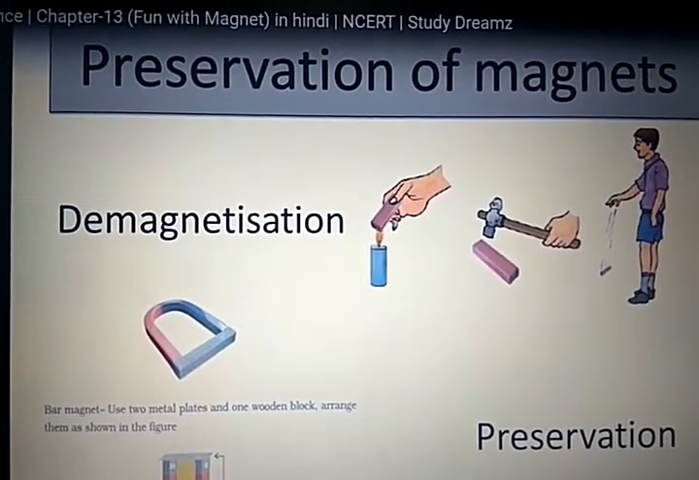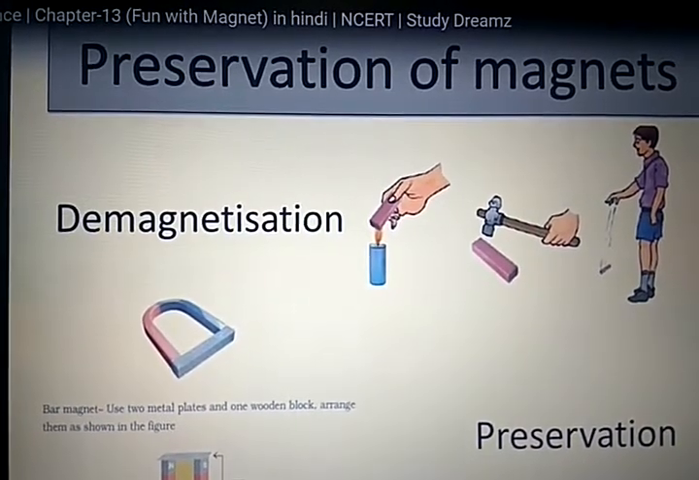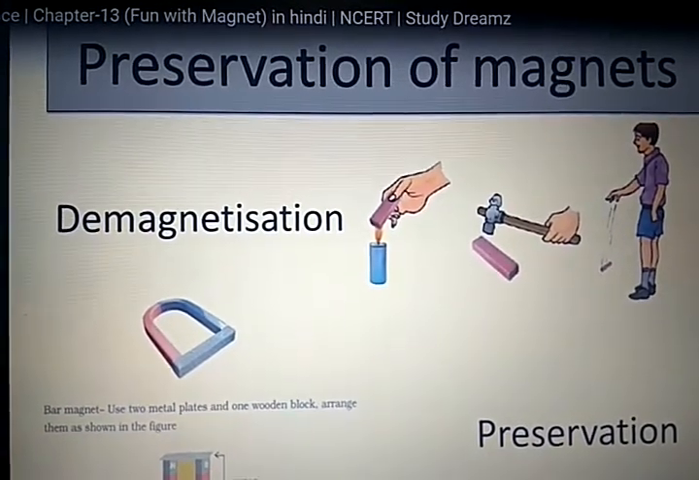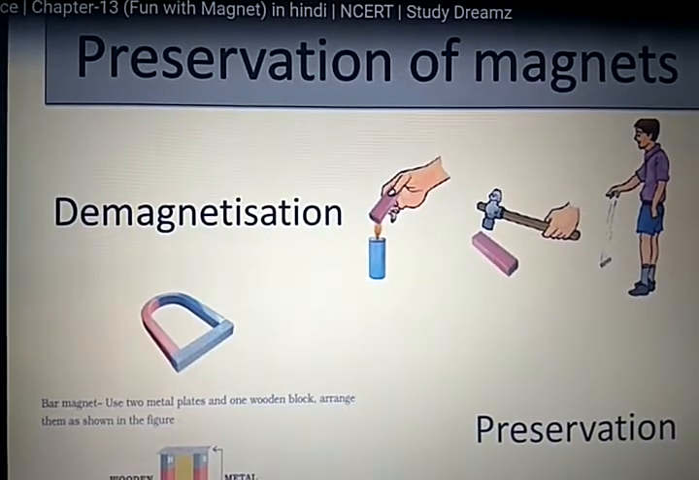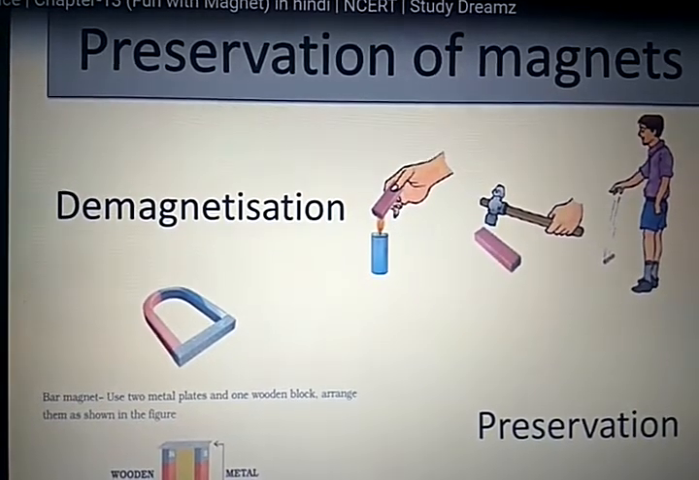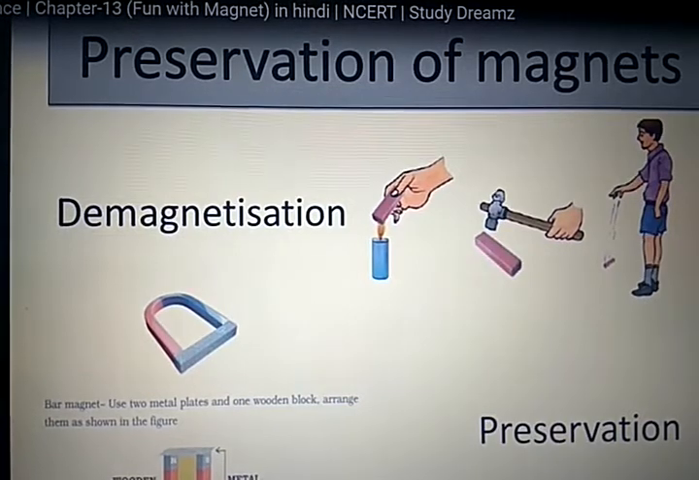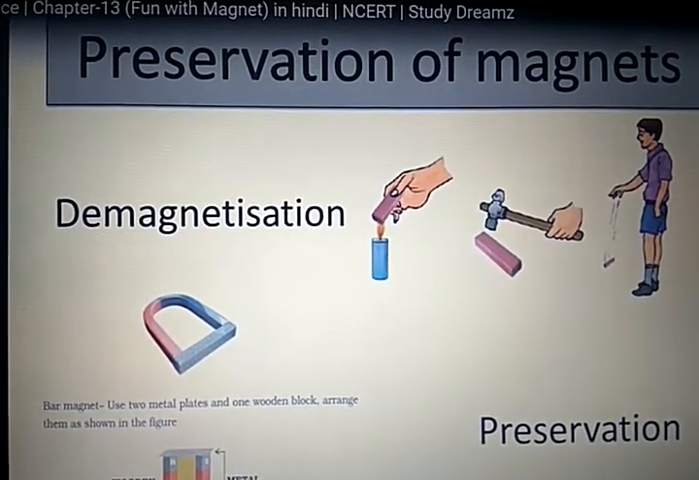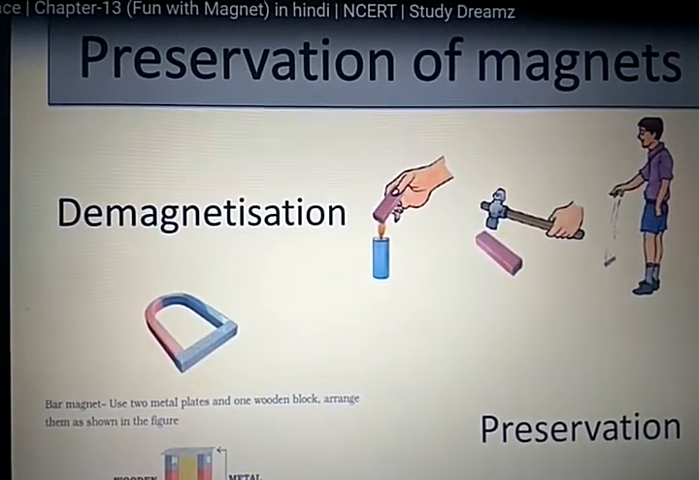Now the next point, how to preserve the magnets. You cannot heat the magnet. By heating, magnetism will be destroyed. In another figure, by striking with a hammer, magnetism is also destroyed, meaning demagnetization.